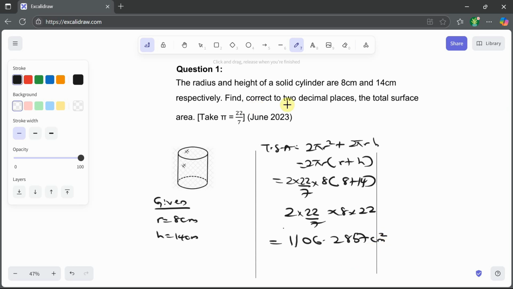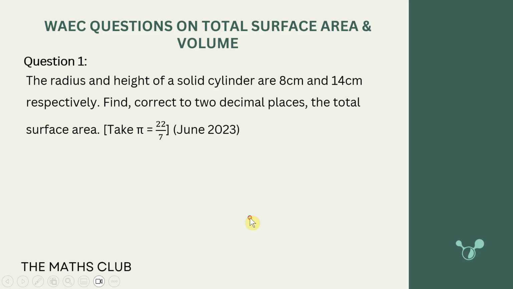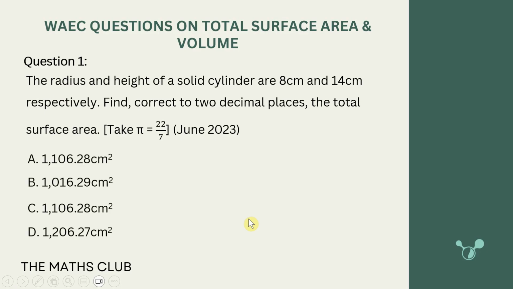But they said we should correct to 2 decimal places. So this is 1 decimal place, 2. The next decimal number is 5, and 5 and above carries over 1. So that will be approximately 1106.29 centimeter squared to 2 decimal places. Let's see which of our options this will align with. That is option B. Great.